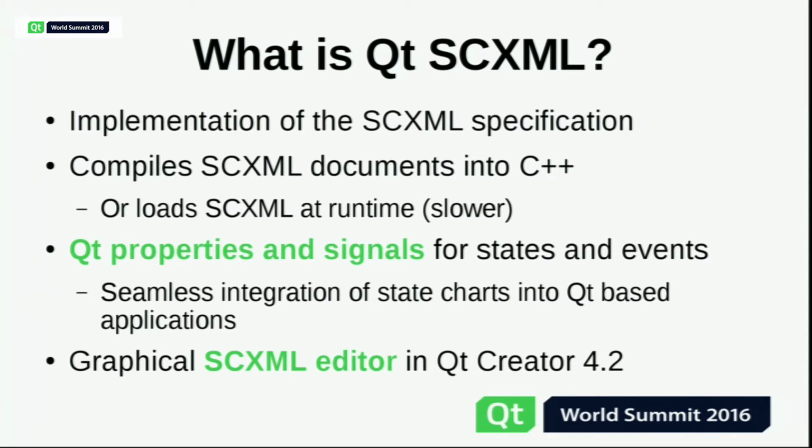States and events are mapped into Qt constructs. So basically, every state is a Boolean property of a state machine. So you can actually ask the state machine at any time, are you in this state? Are you in that state? And notify me, please, when you enter the state, or notify me when you exit the state. And the same with events. You can get notified about events that are sent out of the state machine, and you can send events into the state machine.